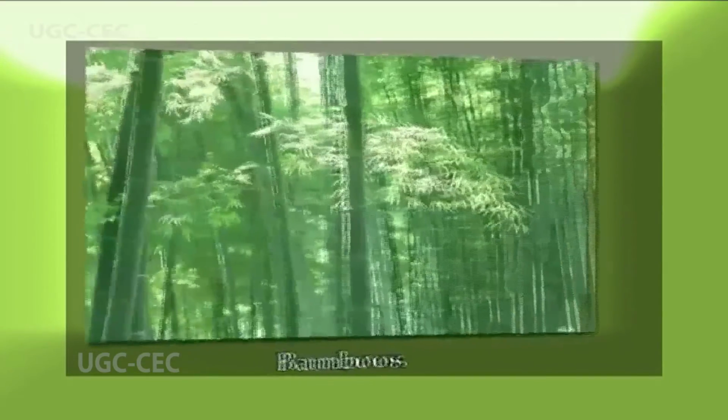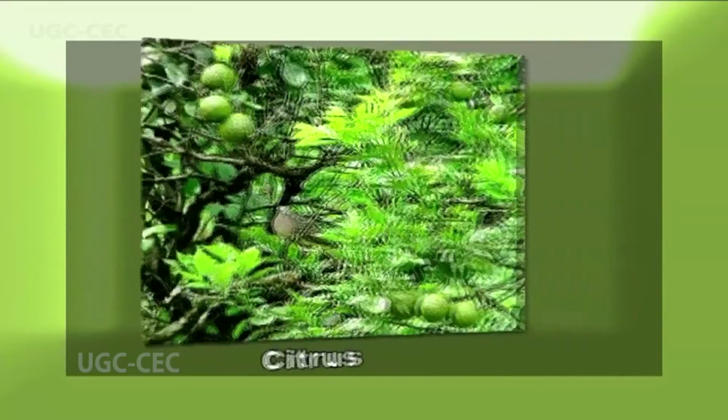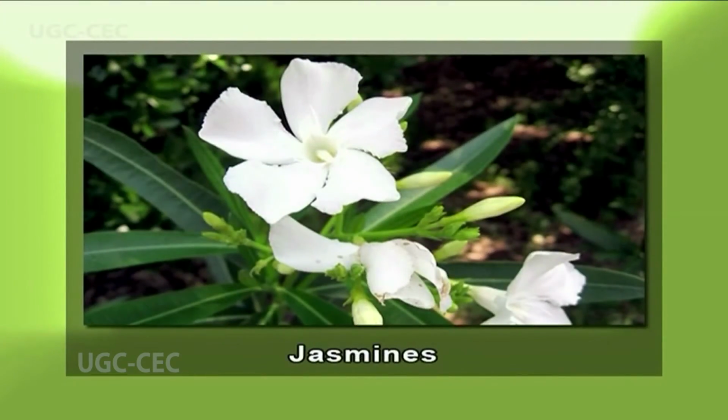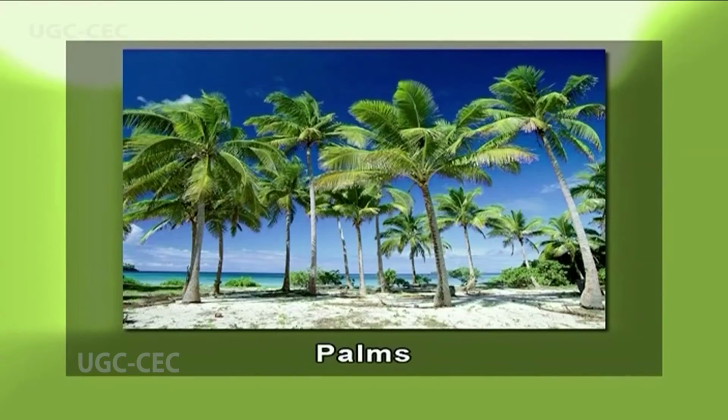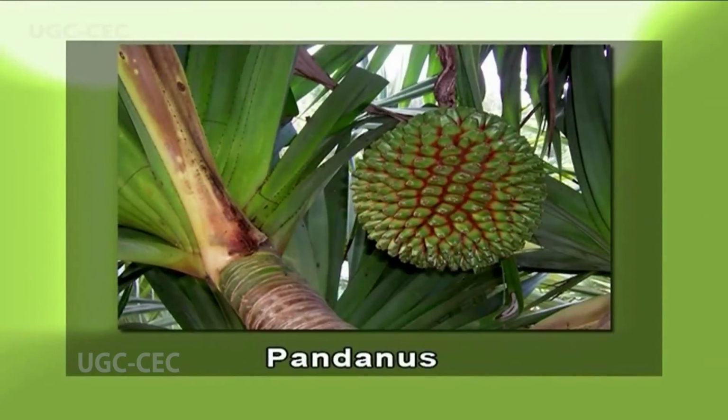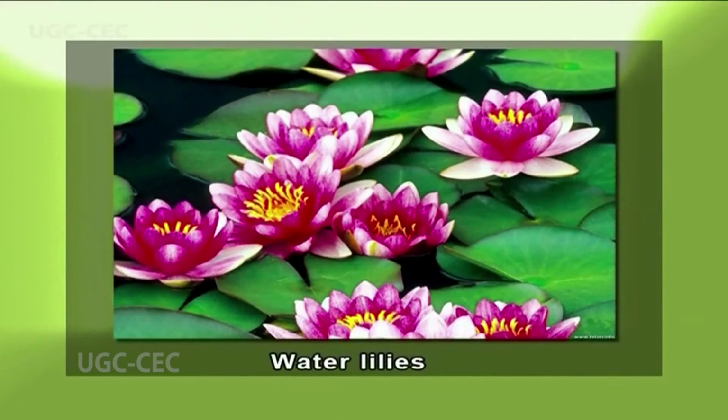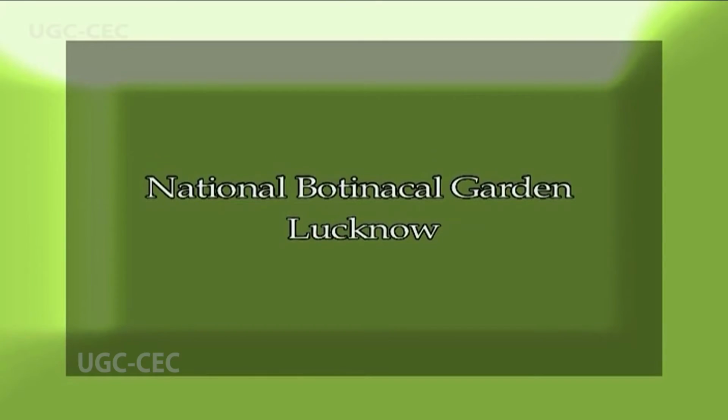The garden maintains germplasm collections of bamboos, bougainvilleas, jasmines, palms, pandanus, water lilies, etc. The Indian Botanical Garden and the network of experimental gardens are treated as the main conservation centers in India. Number 2. National Botanical Garden, Lucknow.